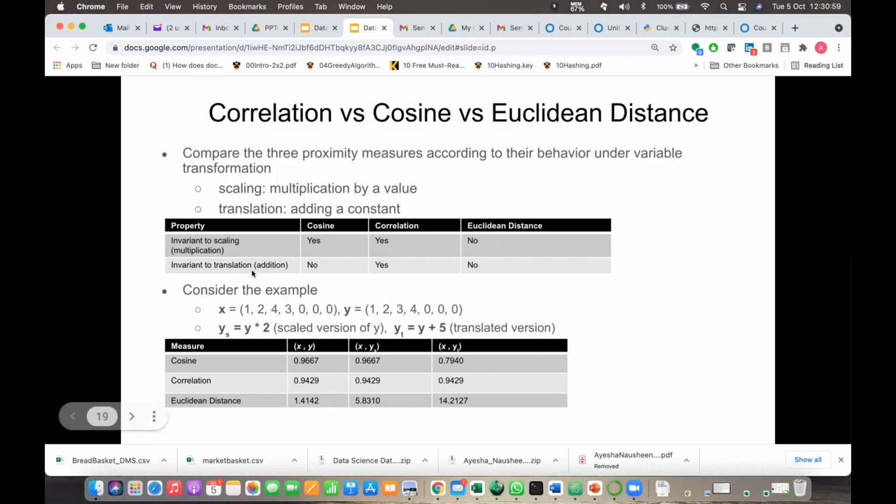Similarly, if you do translation or addition, cosine will change, correlation will not change, Euclidean distance will not change. So whether you scale the values or translate the values, your correlation will be the same on the data set, before and after. That is the advantage of correlation. Then they have given an example, finding all three measures, and they are showing that correlation is having all the same values after translation and after scaling also.